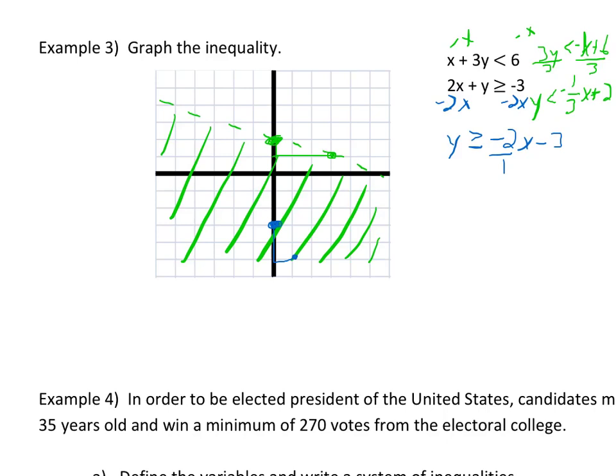There is a line underneath the inequality, so this is a solid line. And it says greater than, which means we would shade above.